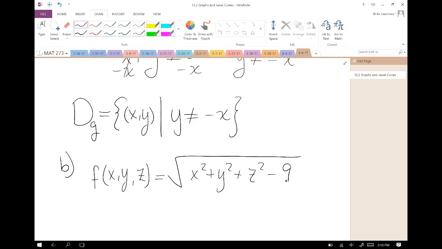We're going to give a set builder notation, but we're going to do a verbal description as well. So f of x, y, z is the square root of x squared plus y squared plus z squared minus 9. What do we need to be careful of with square roots? The stuff inside can't be negative. So how can we write that algebraically?